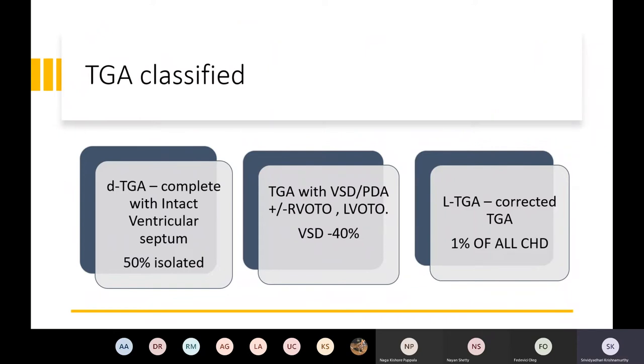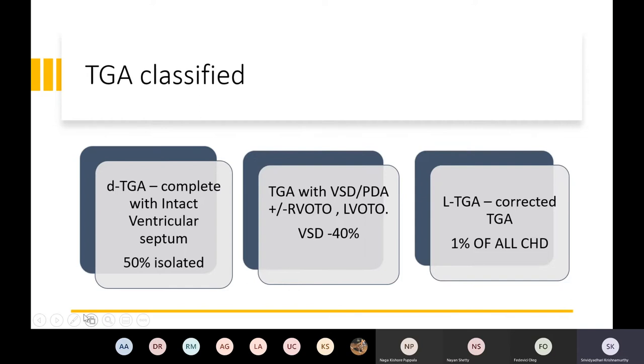With TGA, the TGA is now classified. I mainly classified this into three, because it's easy to understand the anatomy. DTGA is the complete TGA where the interventricular septum is intact, and 50% of this condition is isolated.